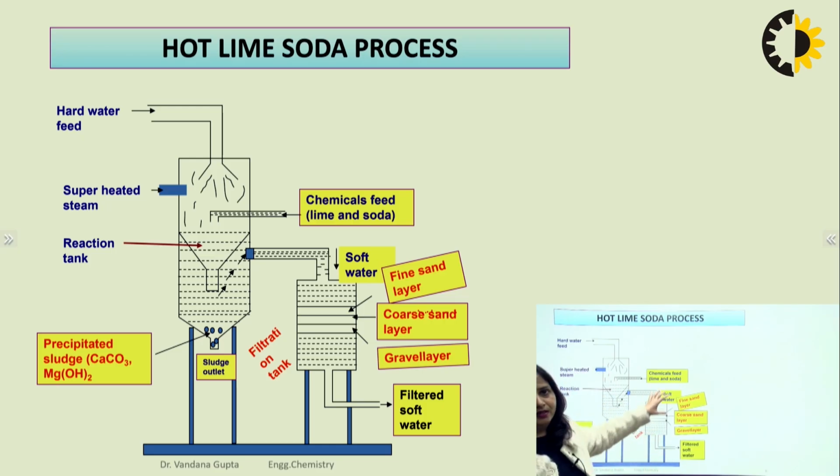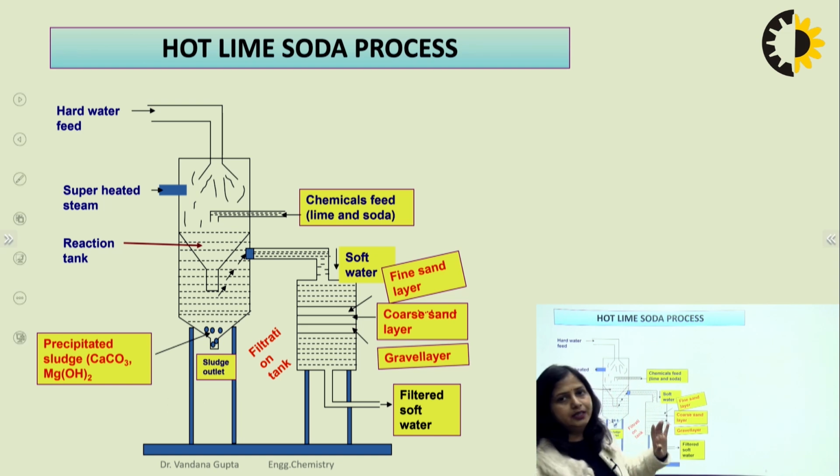All these chemicals, water and steam go to the reaction tank where chemical reactions take place. After reactions, there will be insoluble precipitate of calcium carbonate and magnesium hydroxide, which is removed periodically by an outlet, and the softened water goes to the filter. The filter is a sand filter, which contains many layers of sand. After passing through the sand filter, we get filtered soft water.